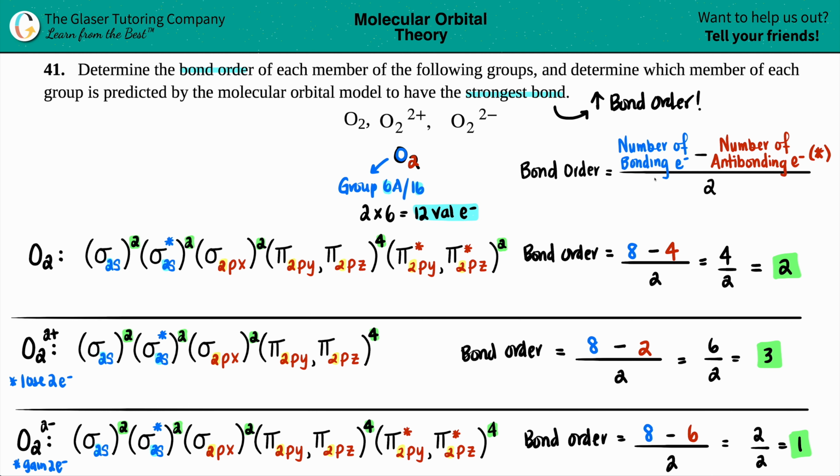So now you're just ranking them. Since this one has the highest number, that means that the O2 2+ would be the strongest bond, because 3 means 3 lines. That would be a triple bond. This would be a double bond, and you got a single bond down here. So O2 2+ would be the strongest bond. And that's good for now.